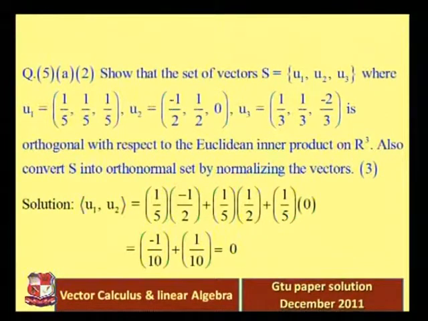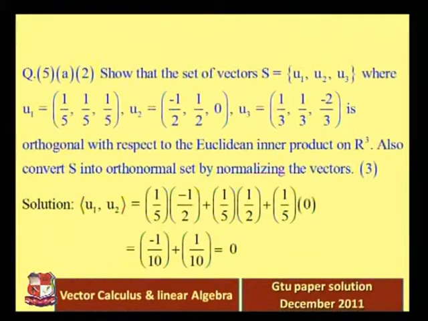Okay, so after that we convert these orthogonal vectors into orthonormal vectors. First we prove that these three vectors u1, u2, u3 are orthogonal with respect to the Euclidean inner product. Euclidean inner product means dot product, right? So we have to prove that the inner product of any two vectors is equal to 0: the inner product of u1 and u2, of u1 and u3, and of u2 and u3. All three inner products are 0 with the Euclidean inner product.